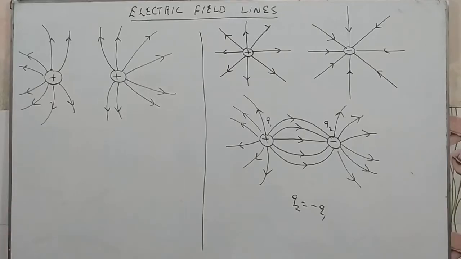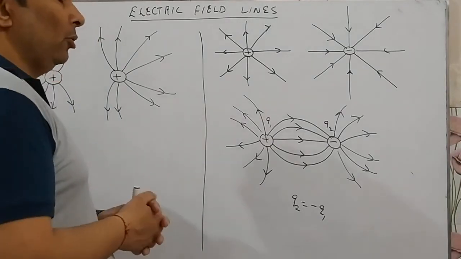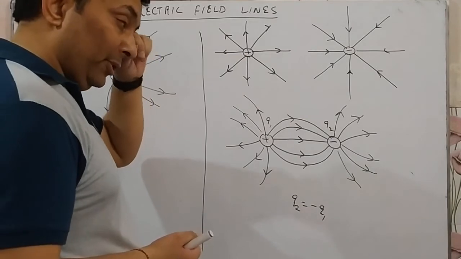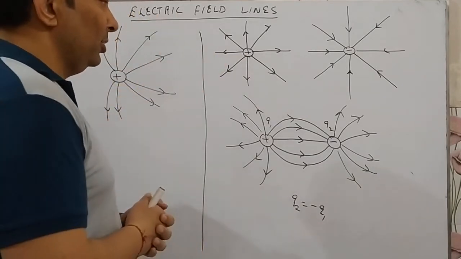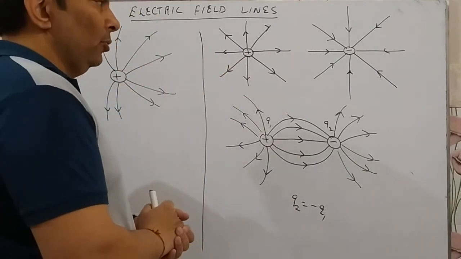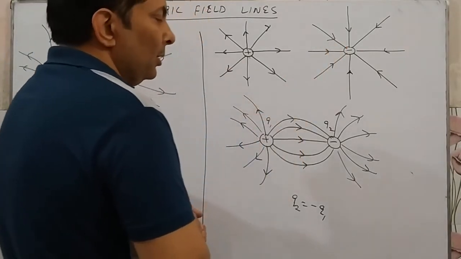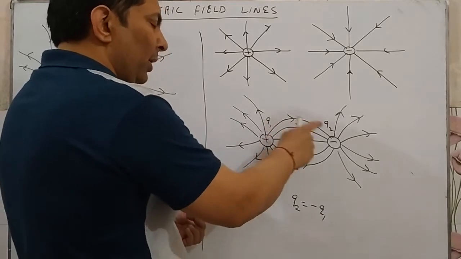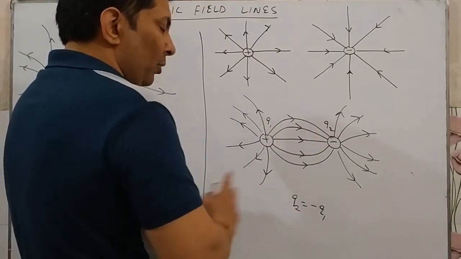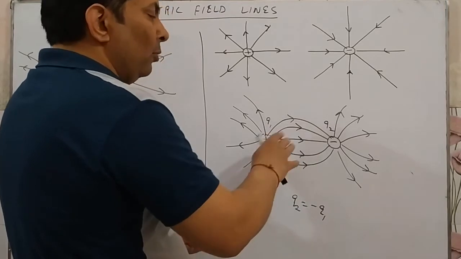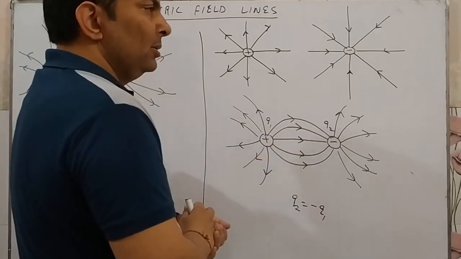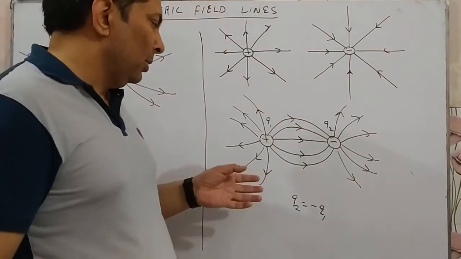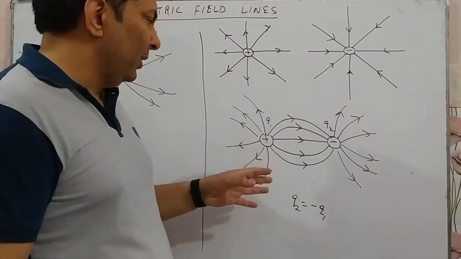Now let us discuss a few examples of drawing electric field lines. This is for a positive point charge. In this way, the electric field lines are drawn. This was a negative charge, and here we have a system of two charges, Q1 and Q2, such that Q2 is the negative of Q1, equal and opposite charges separated by some distance. This kind of arrangement is called a dipole, and we will study it in the next topic. Right now, we are just studying its electric field line arrangement.